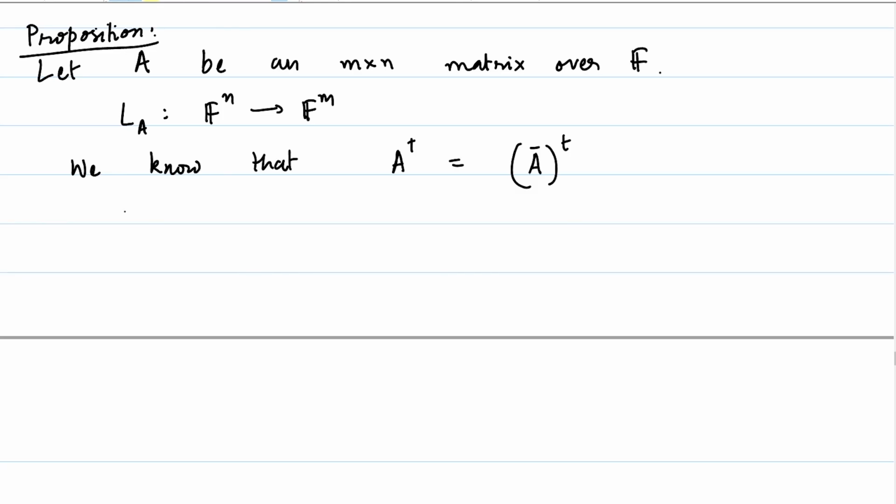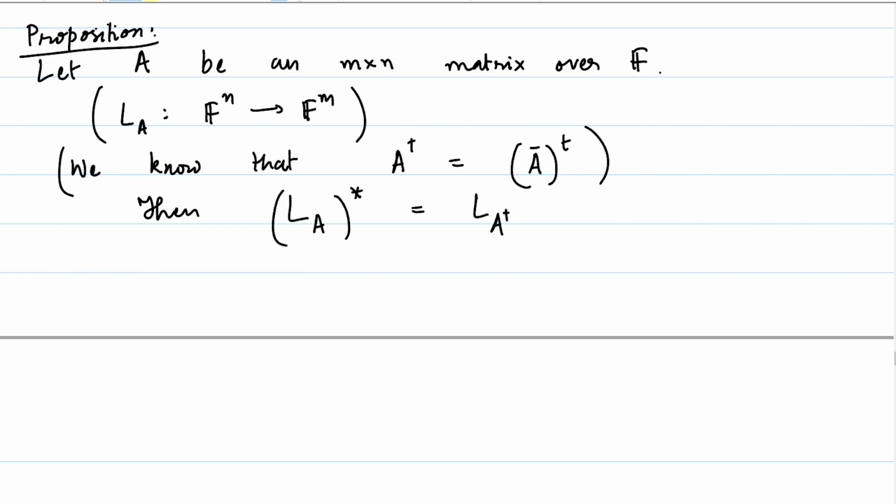So this is just a recall for you. If A is of that type, then the adjoint of L_A is equal to L of A adjoint. So let's see how we can prove this.